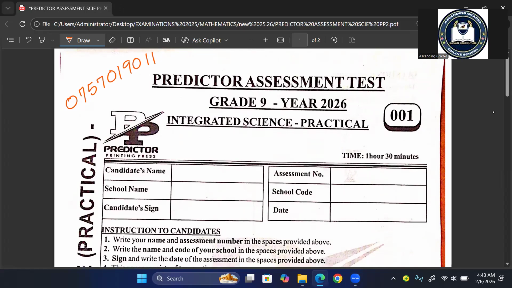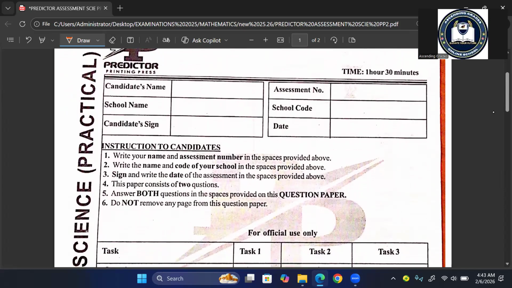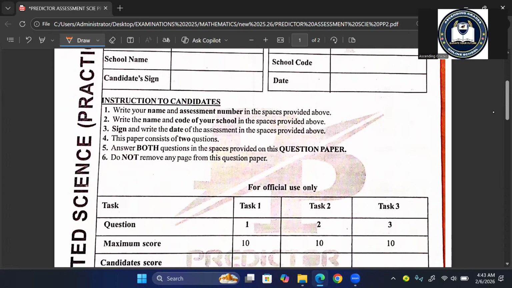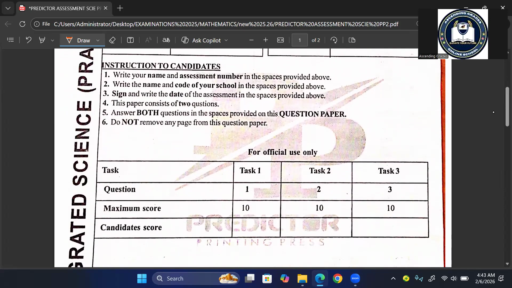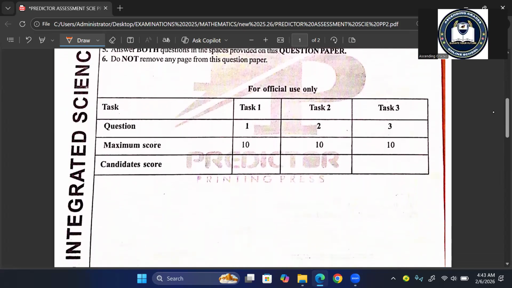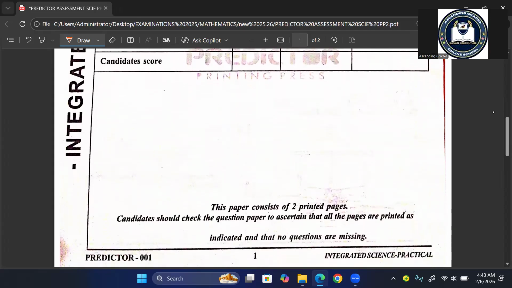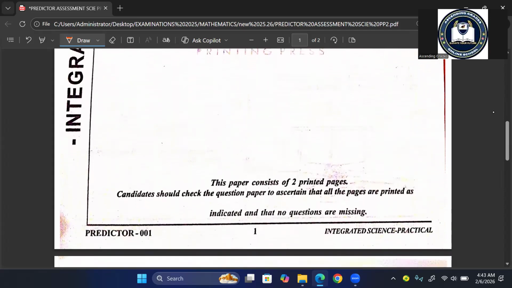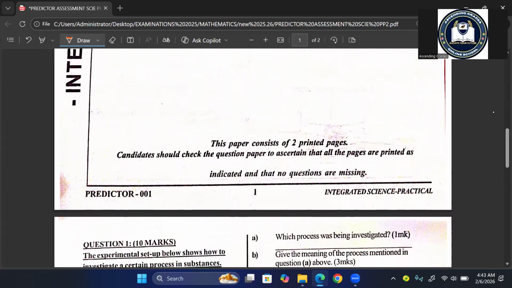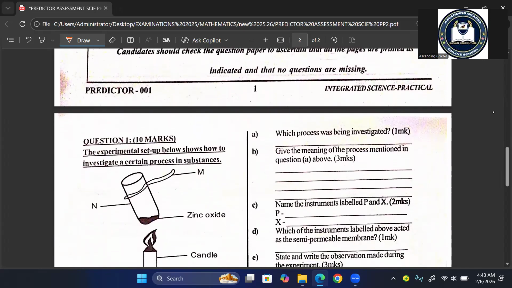So we can go ahead and look at the paper. This one is out of 30, meaning that we are having only 3 questions. So we can now go straight to the first question. Question 1.